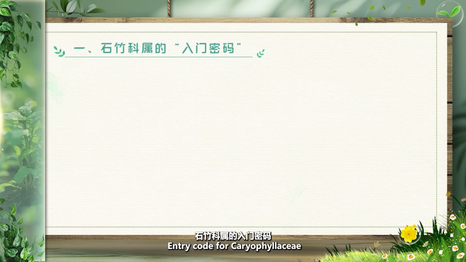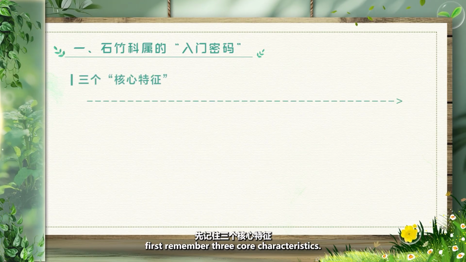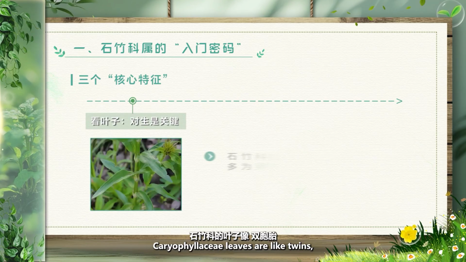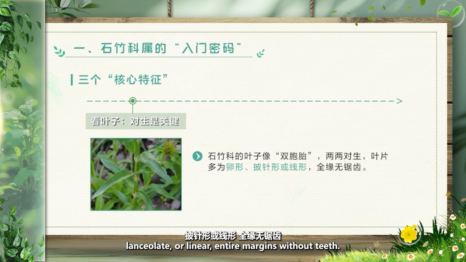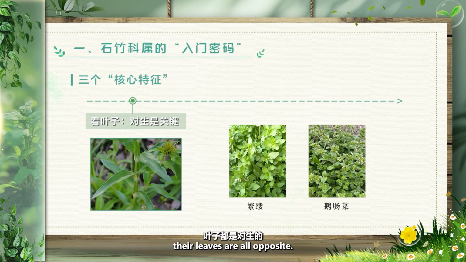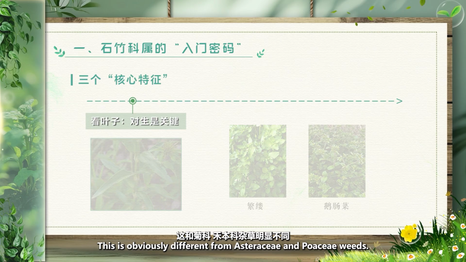Entry code for Caryophyllaceae. To identify Caryophyllaceae weeds, first remember 3 core characteristics. 1. Look at leaves. Opposite arrangement is key. Caryophyllaceae leaves are like twins growing in opposite pairs. Leaf blades mostly ovate, lanceolate, or linear, entire margins without teeth. For example, common chickweed and field chickweed, we often see their leaves are all opposite. This is obviously different from Asteraceae and Poaceae weeds.